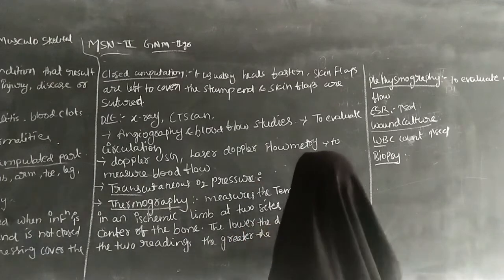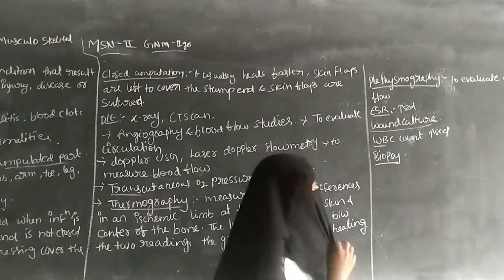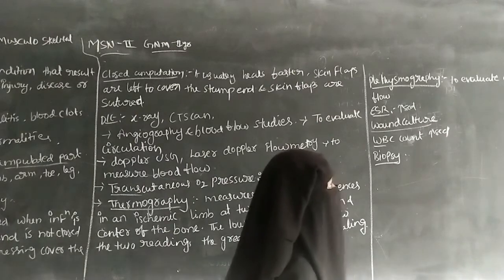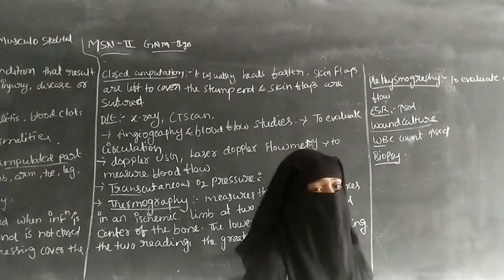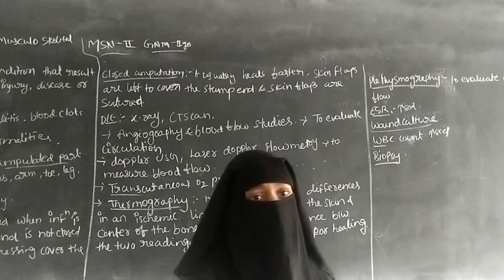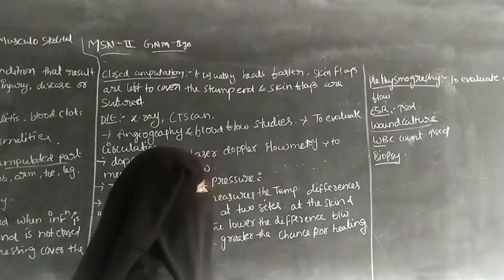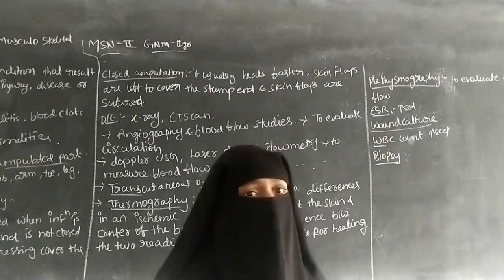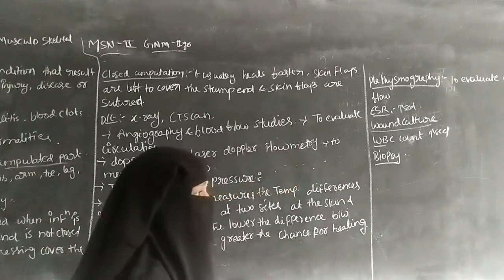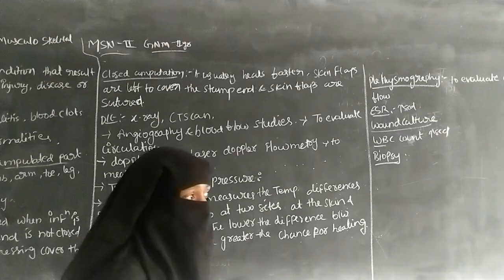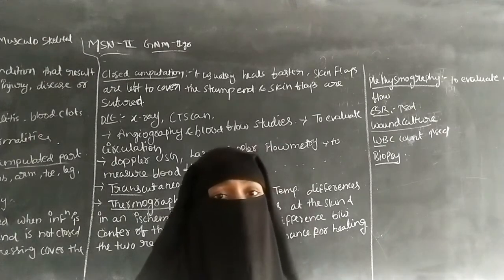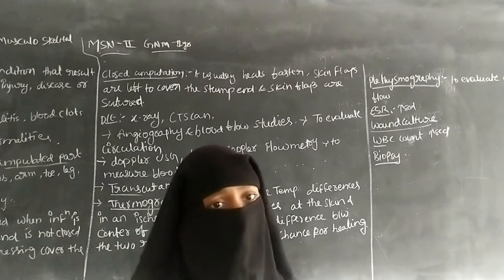And next one is plethysmography. Plethysmography can be used to evaluate the arterial flow. It can be used to diagnose the oxygen supply to the affected area or to the tissues, and it can also be used to diagnose how much the oxygen level is in the lungs.